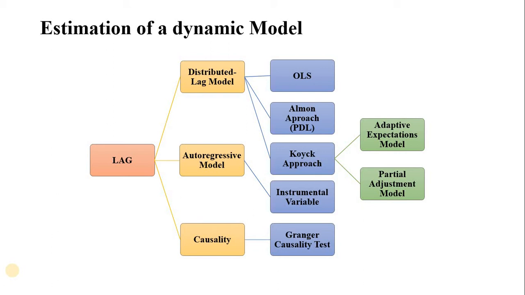A model which includes lagged variables can be either a distributed lag model or an autoregressive model. Both are dynamic models, but they are different in terms of which lagged variable we are including. If we are including the lagged values of the explanatory variable, it is a distributed lag model, or if we are including the lagged values of the dependent variable, then it is an autoregressive model. Both are different.